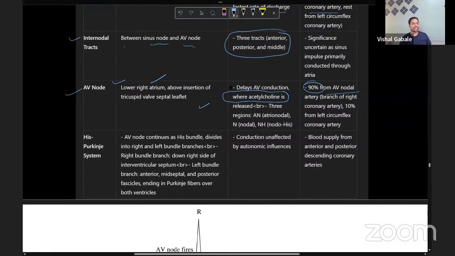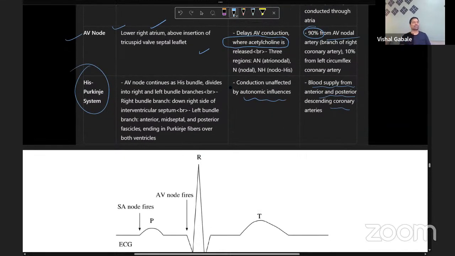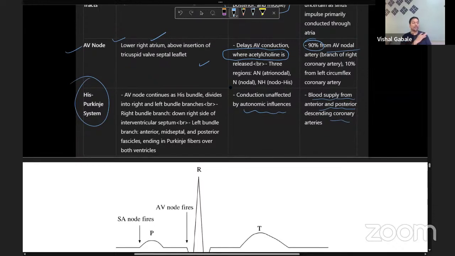Talking about the His-Purkinje system, it can itself produce some rhythm. But remember, these are not influenced by autonomic influences. Also very important, the blood supply is by the anterior and posterior descending coronary arteries. That's why second and third degree heart block is below the AV node, at the level of the His-Purkinje system or at the level of the ventricles itself. Got it?